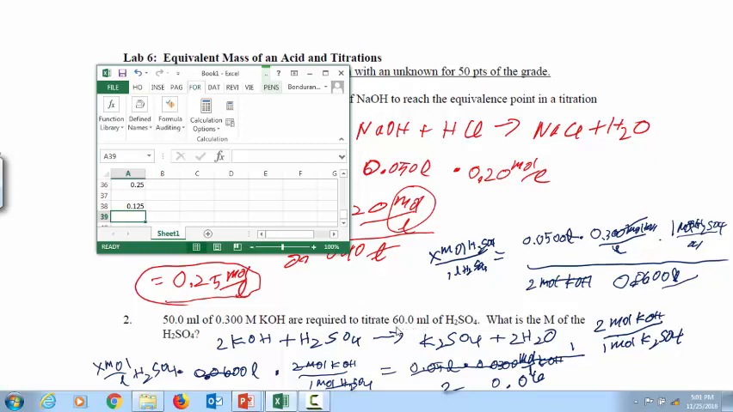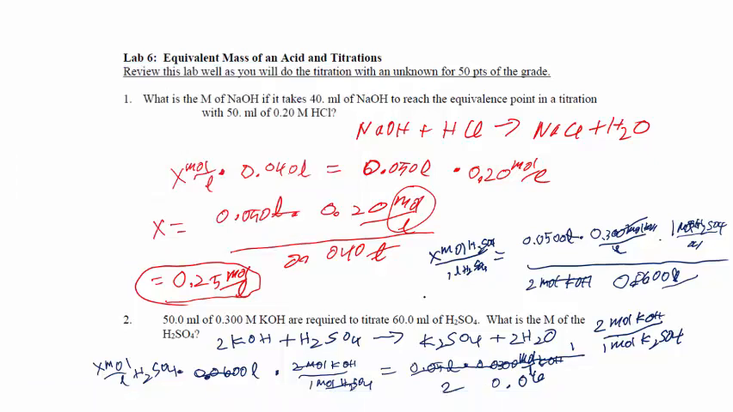considering it's more milliliters, yet that requires twice as much KOH. So it's logical that it would be a smaller concentration. So this is 0.125 mole per liter. Okay, let's keep going.